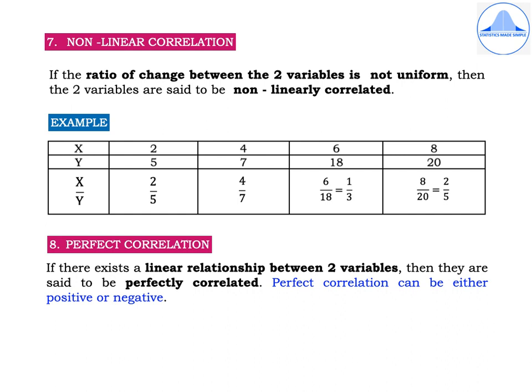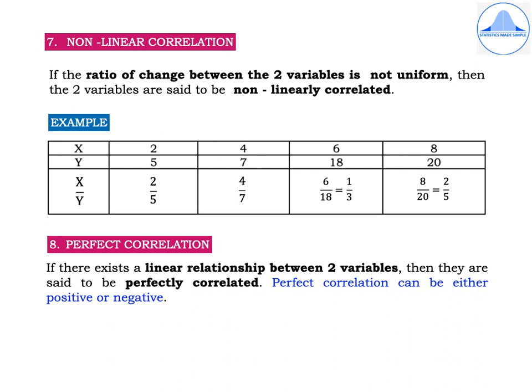Seventh is nonlinear correlation. If the ratio of change between the two variables is not uniform, then the two variables are said to be nonlinearly correlated. For example, suppose x takes the values 2, 4, 6, and 8, and the variable y takes the values 5, 7, 18, and 20. Then let's find the ratio x divided by y, which gives us 2 by 5, 4 by 7, 6 by 18 which simplifies to 1 by 3, and 8 by 20 which is equal to 2 by 5. So here we see that the ratio of change between the two variables is not the same and hence they are said to be non-linearly correlated.